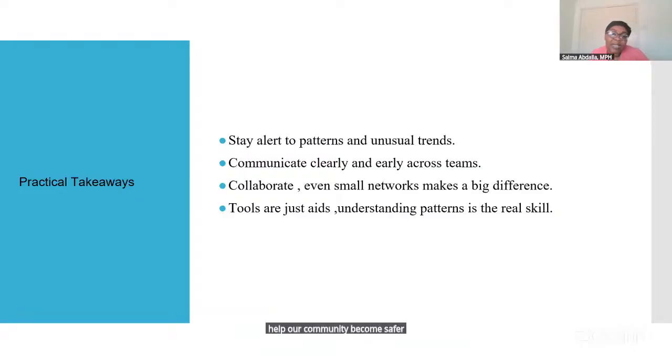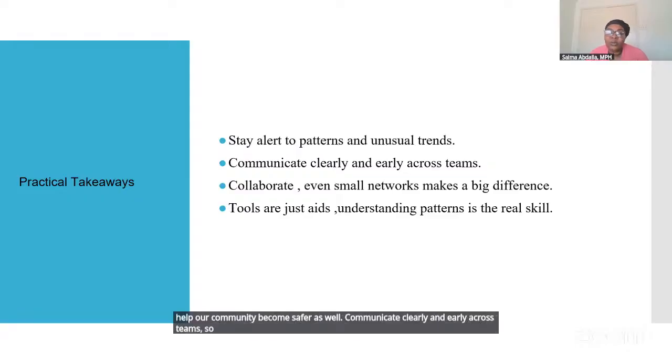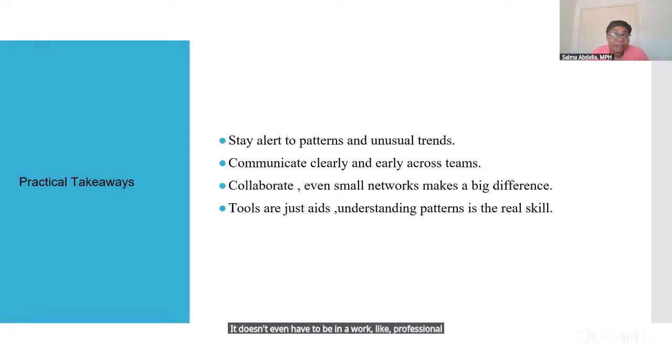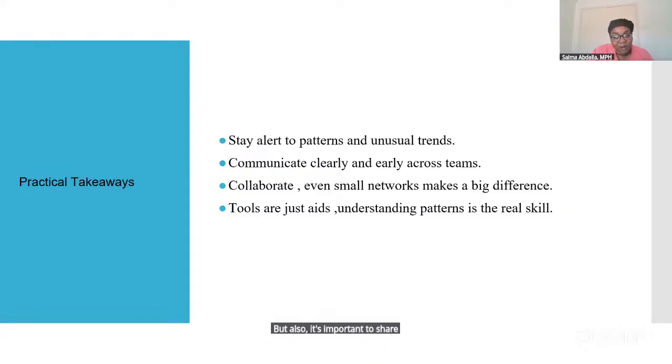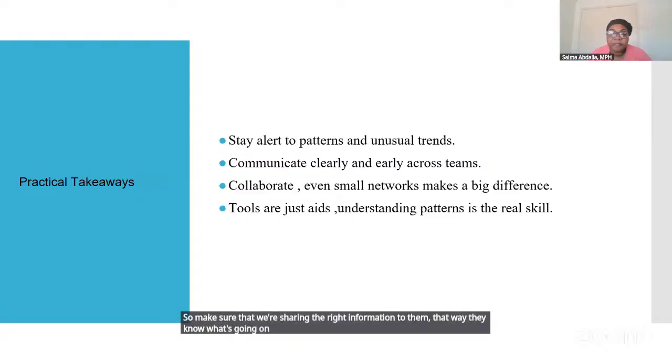Communicate clearly and early across teams. This is something we can do, and it doesn't even have to be in a professional work setting. It can be with our families and our friends. If we hear anything, we can let them know early on by word of mouth, like, I heard this is happening. But it's also important to share the correct information. We don't want to share false info. So make sure we're sharing the right information, so they know what's going on and stay up to date.